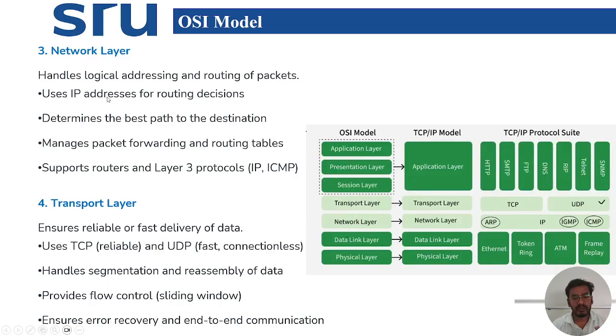So using the IP address, we identify how the file should be shared from one system to another. Each system has a unique IP address. Based on the IP address, we share the information to particular persons or devices. We use the IP address for routing and determine the best path to the destination. So we need to identify the best path, the shortest way to reach the destination and share the data effectively.